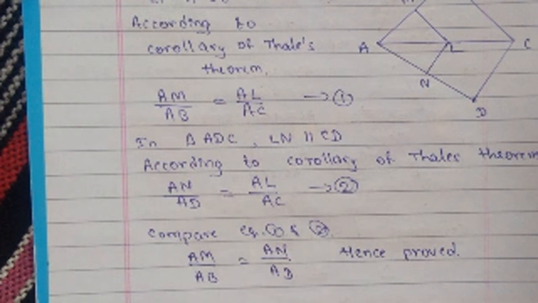So in this class we learned about Thales' theorem, also known as basic proportionality theorem, and the converse of Thales' theorem, and next is the corollary of Thales' theorem. This theorem is very important. It carries 5 marks, and it is a most probable question.